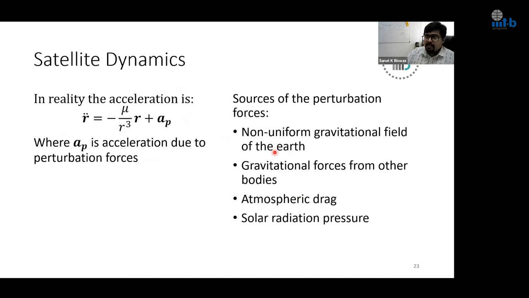Complicated in the sense that if you want to express just the non-uniform gravitational field of the Earth, you have to expand this equation using Legendre polynomials. That could be of various orders and degrees, and that becomes very complicated. Let's not talk about that. This is just for general information, that these details come in when we want to determine the position of the satellite very accurately.